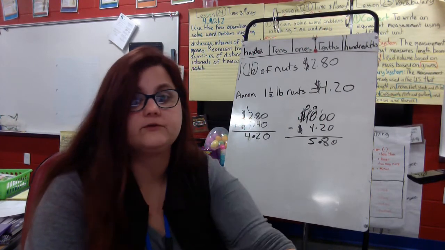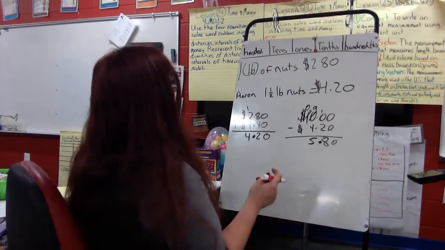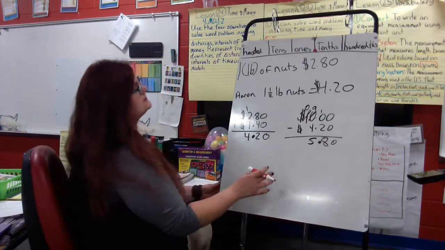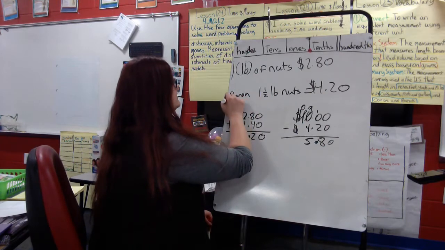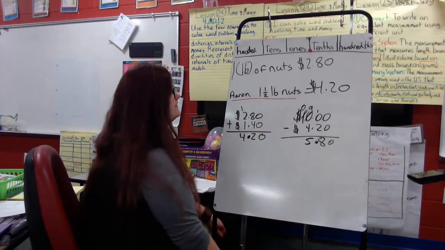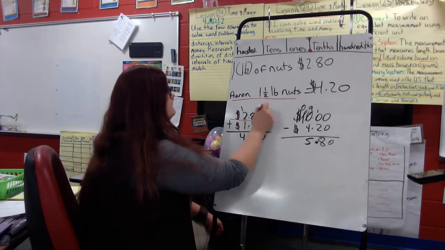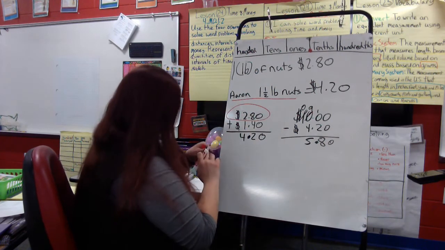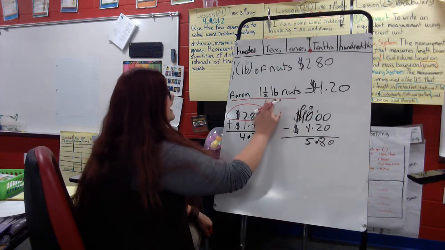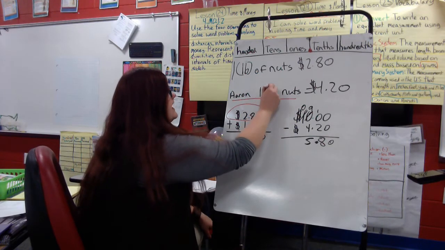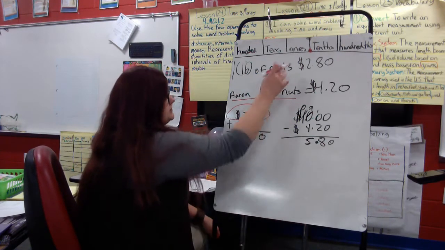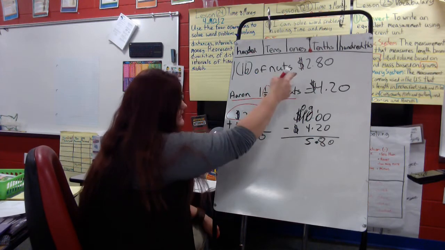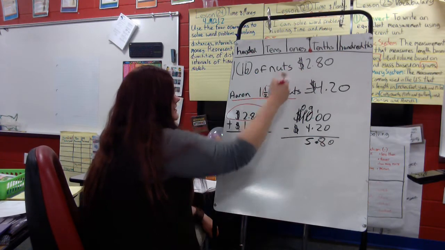I'm going to go back through real quick because this did have a lot. What I did was I knew Aaron had 1.5 pounds of nuts. I knew that 1 pound of nuts was going to cost $2.80. I needed to find out how much half of that was. So I took $2.80 and I converted it into dimes.